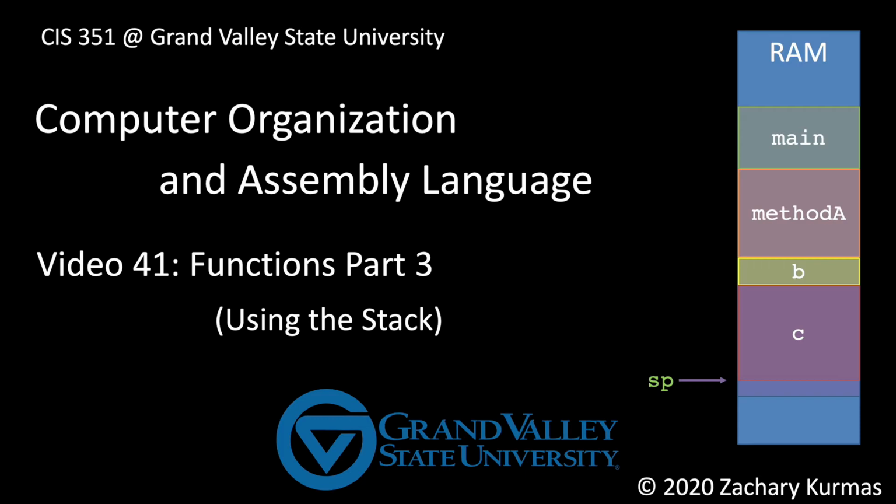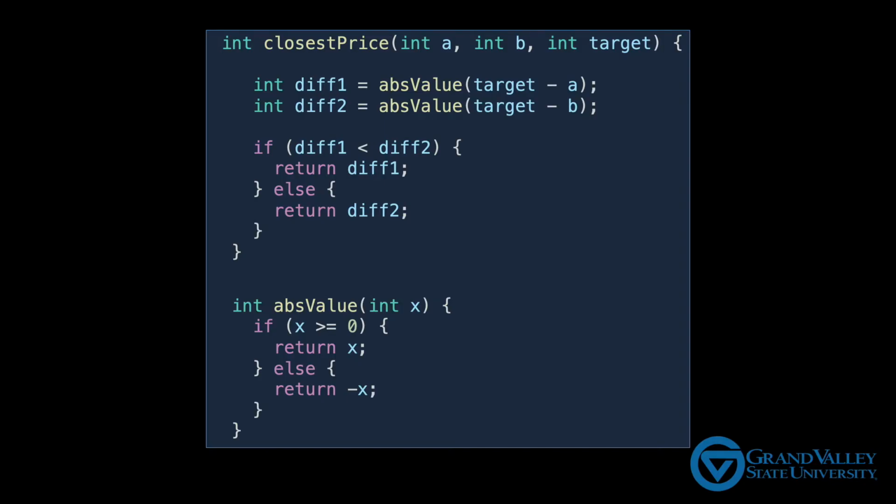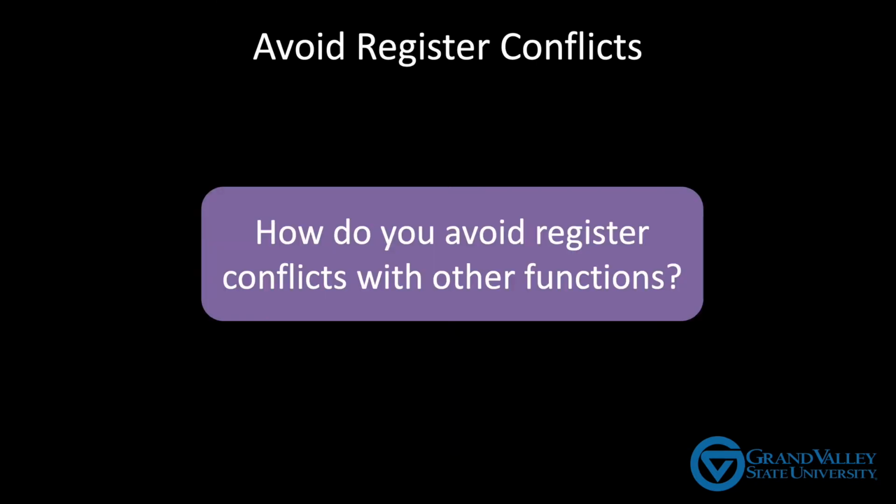The previous 2 videos examine the assembly version of this code, which determines which of 2 prices is closer to a target price. We saw in the previous video that failing to coordinate register usage between functions leads to registers getting clobbered, which in turn leads to infinite loops or incorrect output. We ended that video by asking how you avoid conflicts between functions over registers.